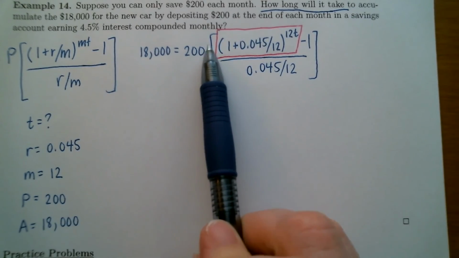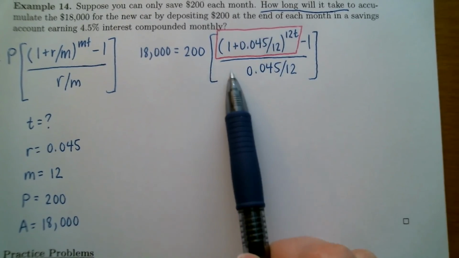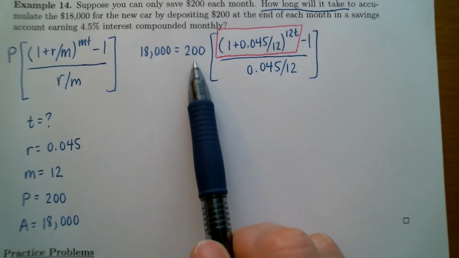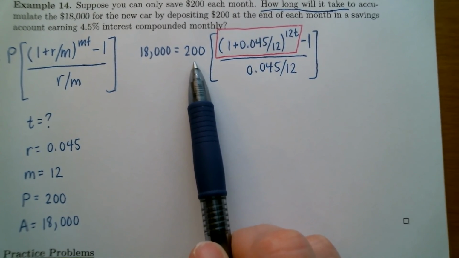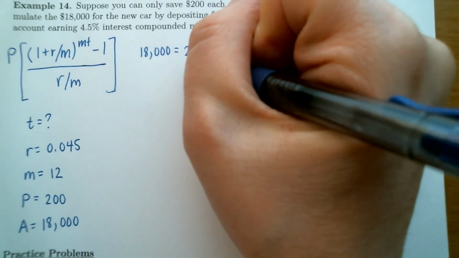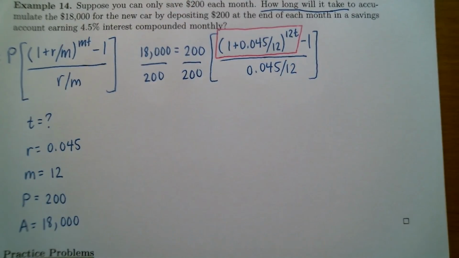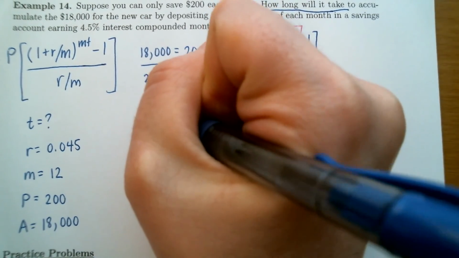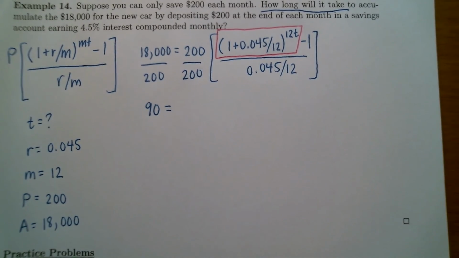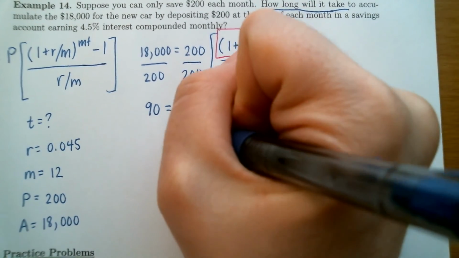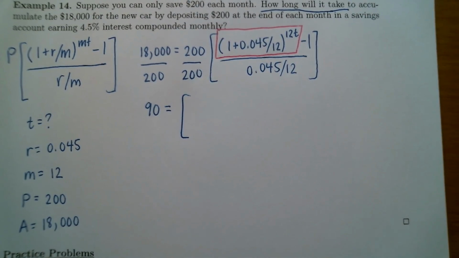First thing we're going to do: see how all this stuff is in brackets? The 200 is not in brackets, so it's kind of on its own. So we're going to get rid of it first. We're going to start by dividing both sides by 200. If you take your calculator, 18,000 divided by 200 gives you 90 on the left. And on the right, the 200s will cancel and leave you with, well, let's see.